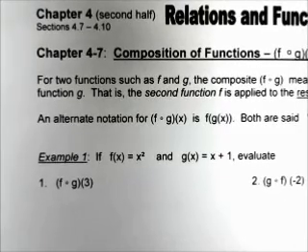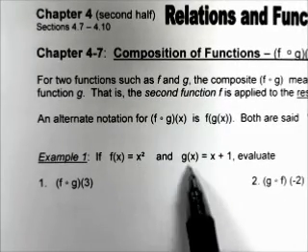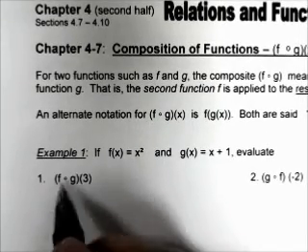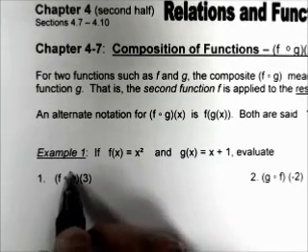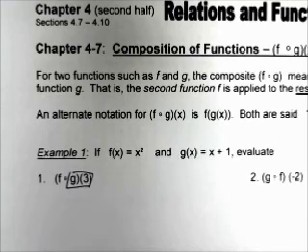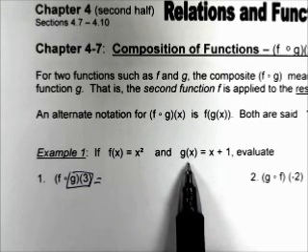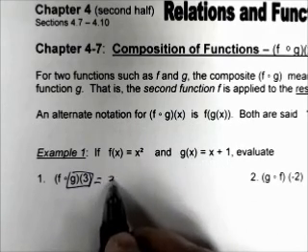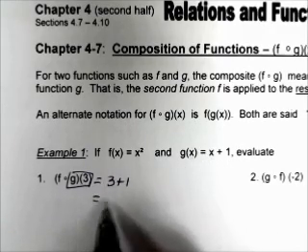Example: if f of x equals x squared and g of x equals x plus 1, evaluate. All right, so we have f of g of 3. Draw the box. G of 3 is done first. What is g of 3? Well, we go to our g of x, replacing our x's with 3. So g of 3 equals 3 plus 1, and 3 plus 1 is 4.